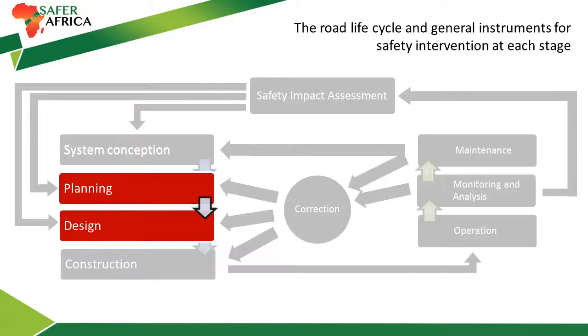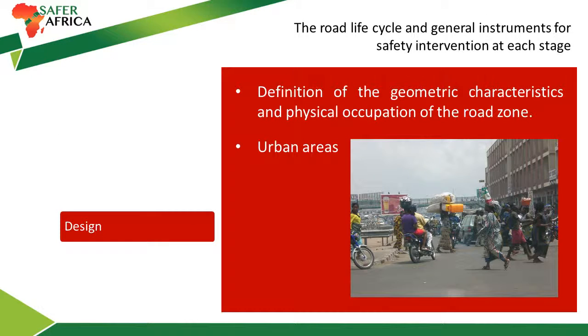The design phase follows the planning phase. The design phase corresponds to the definition of the geometric characteristics and physical occupation of the road zone, namely access roads, intersections, vertical and horizontal alignments, and cross-section definition. In urban areas, the design of the street is closely associated with the urban design itself. Marginal land use plays an important part on street design, and it has a direct link to number and type of users of each space.